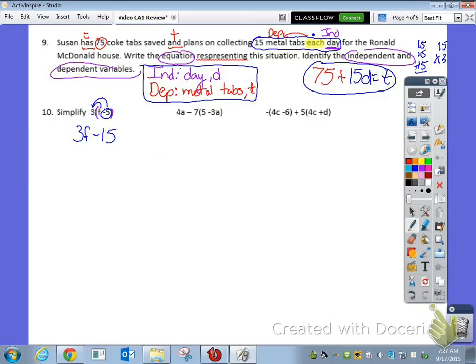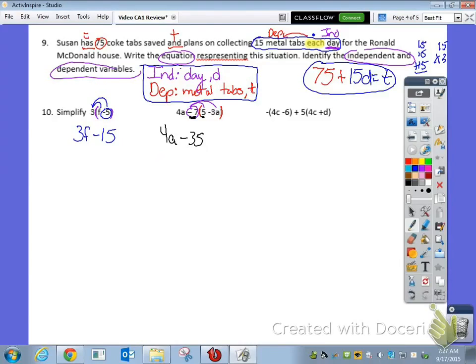On the second one, look at where your parentheses is, and who is by the parentheses. The number by the parentheses is a negative 7. So the negative 7 is what goes to everything inside the parentheses. The 4a, nothing is going on with the 4a, so 4a comes down just like it is. And then I'm going to type in negative 7 times 5. Negative 7 times 5 is negative 35.